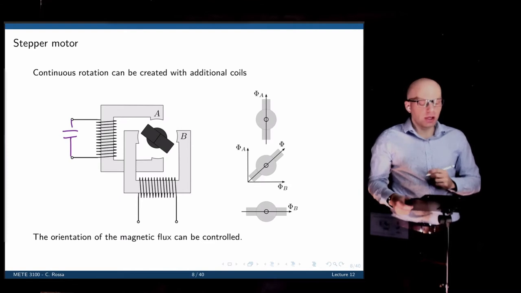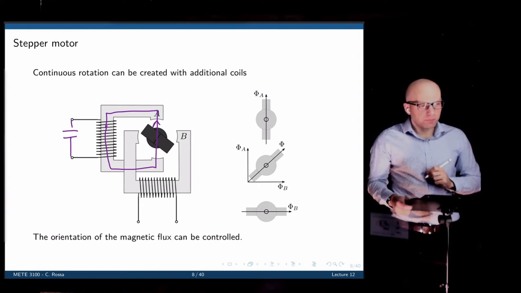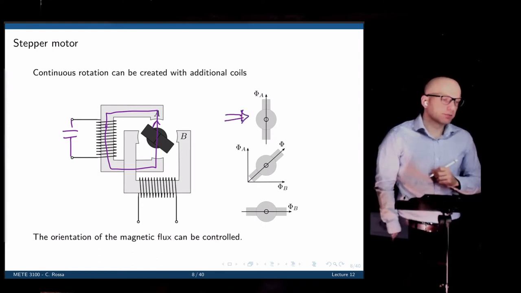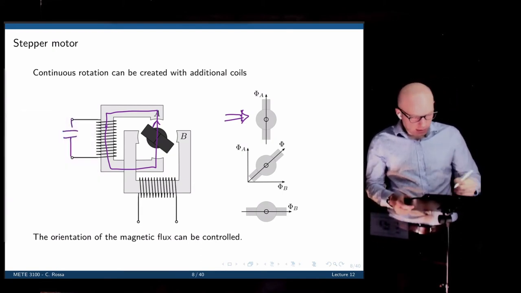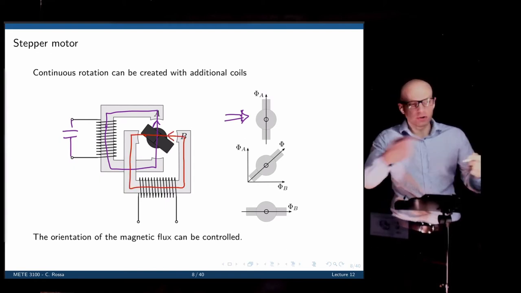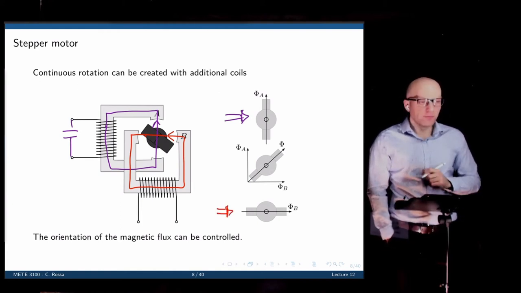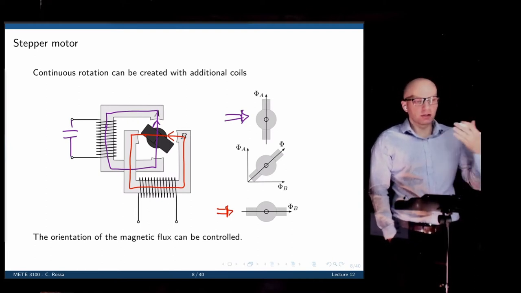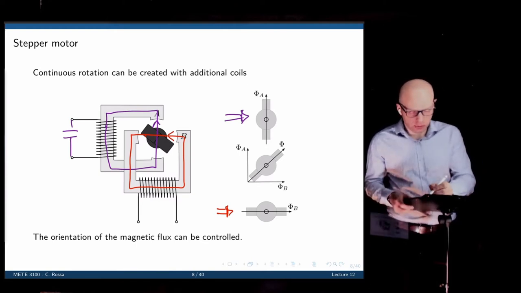What happens here? Well, I think you get the idea. If you apply a voltage there, then there is a magnetic flux coming here. And as a result, the rotor will align itself with that magnetic flux. If we now apply a voltage to the second coil that we added, then there is a magnetic flux going that way or the other way, depending on the direction of the current. And as a result, the rotor aligns itself with that magnetic flux. Right, and now we can do coil A. The rotor is vertical. We can do coil B, it goes to a horizontal position.